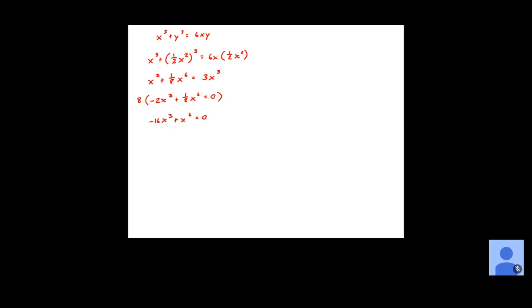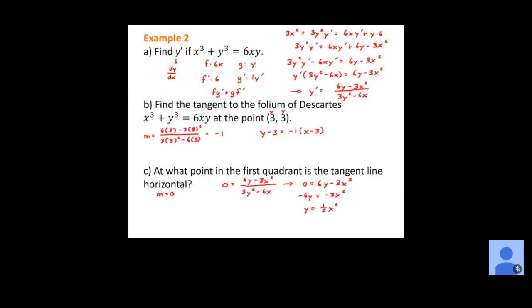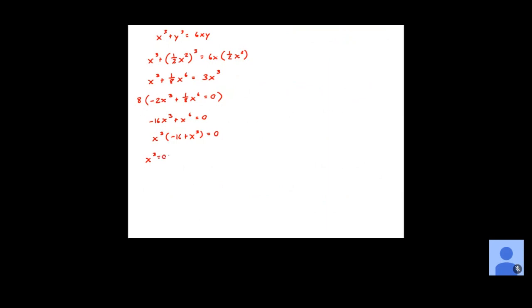It's a common factor here of x cubed. So if we factored that out, that's going to give us x cubed times negative 16 plus x cubed equals 0. Now we should be able to set each factor equal to 0. So we've got x cubed equals 0, negative 16 plus x cubed equals 0. So this first equation is going to give us x equals what? 0, right? And then the other one here, I'm just going to move my 16 over. So x cubed equals 16. And then we would have to do what?